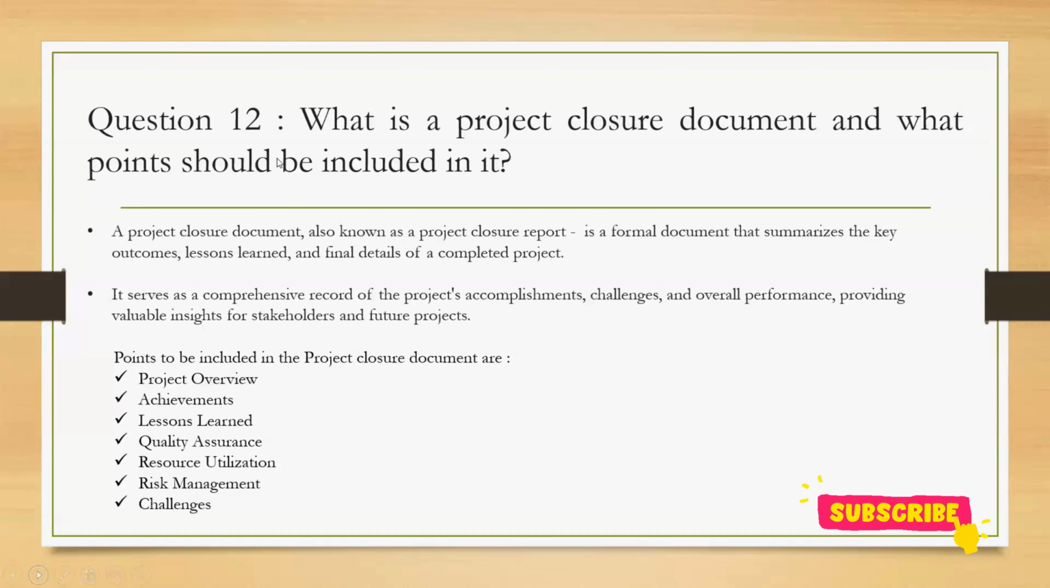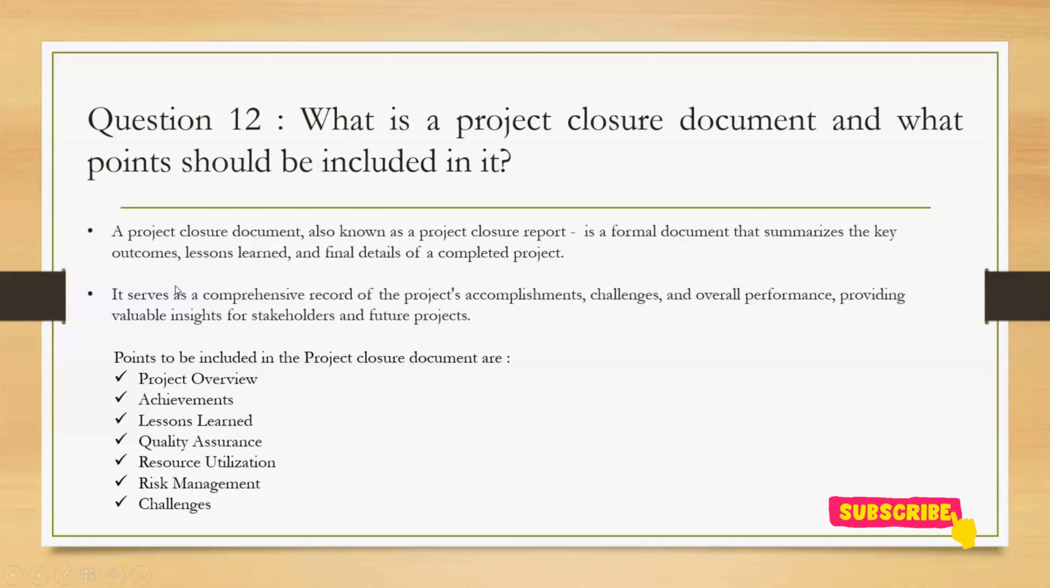So this 12th question is the final question in this prep 1 part 3. This question is about what a project closure document is and what points should be included in it. So mention what a project closure document is about, because it is also known as a project closure report. It's a formal document. It includes summarized details like what outcomes you have got from the project, what lessons you have learned from the project, and the final details of a completed project.